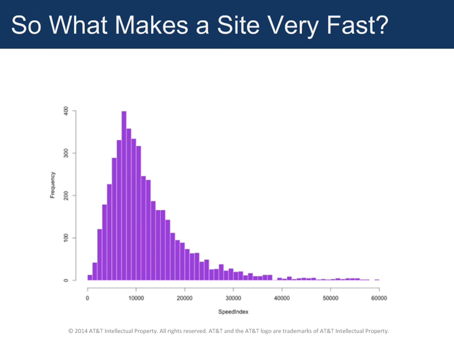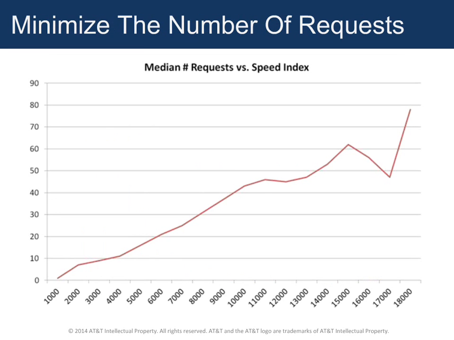What can we do to help make these sites faster? One thing we can do is minimize the number of requests. If we look at the speed index and group all the sites in the HTTP Archive by speed index, you can get the median number of requests, and it grows pretty much linearly out to about 20 seconds. And it continues to grow all the way out. I think the slowest site that I saw was about a second to load the entire site. It just gets very, very noisy because there's not as much data for those very, very slow sites. But it does continue to grow, and so obviously the faster sites generally have a lot fewer requests.